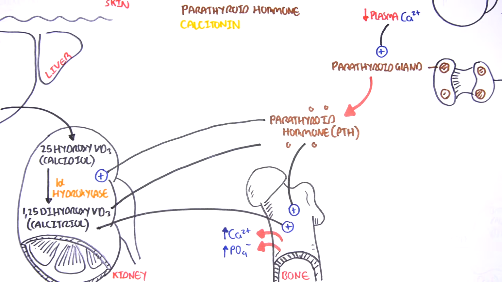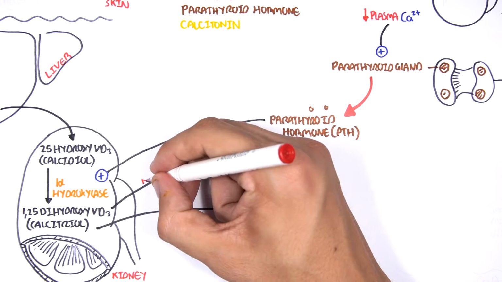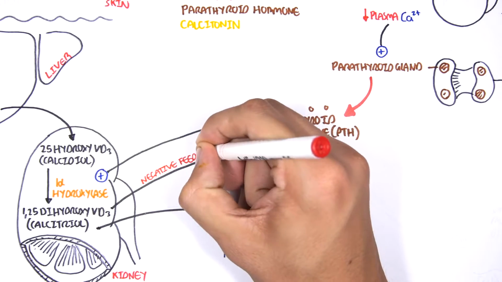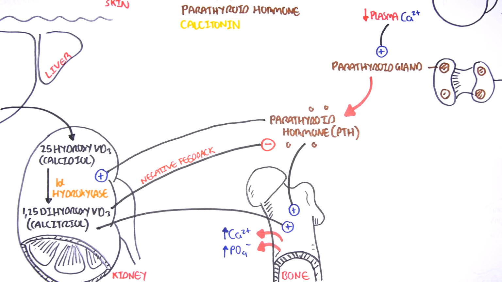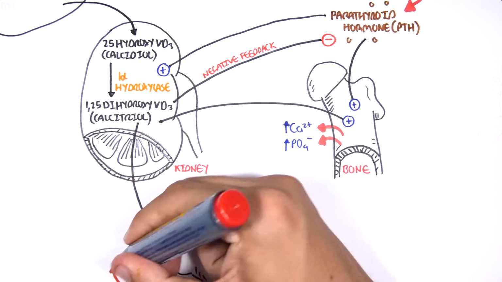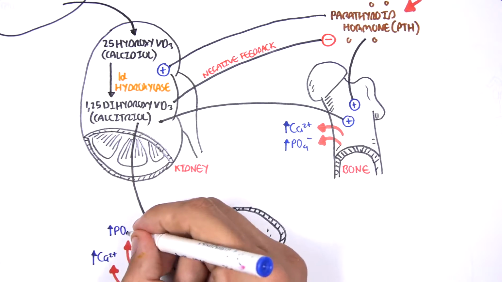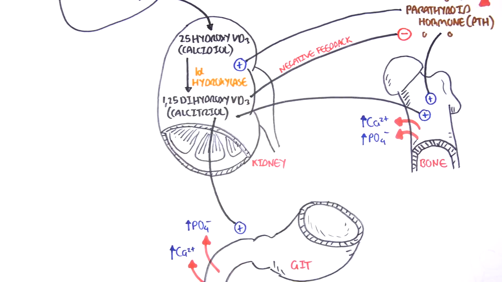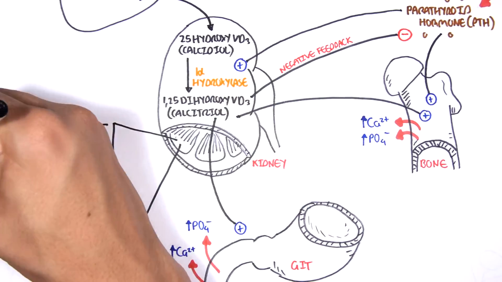Calcitriol also has a negative feedback on the parathyroid gland, so it inhibits it, because if we have so much calcitriol, we don't need that much parathyroid hormone anymore. And then calcitriol also targets the GIT. It stimulates the GIT to increase calcium and phosphate absorption. Calcitriol also targets the kidneys itself.